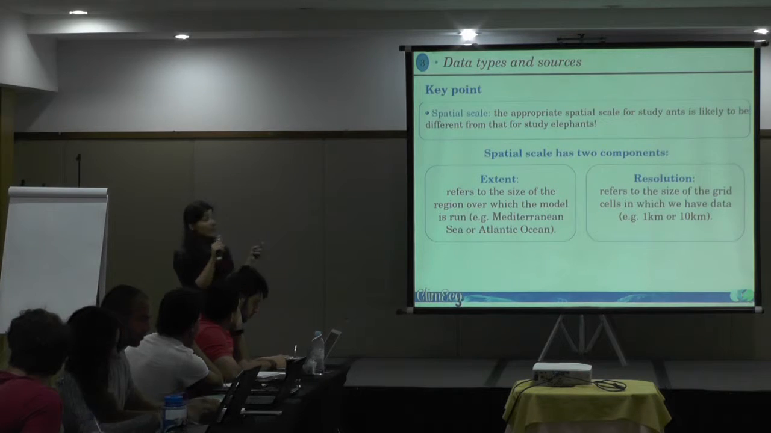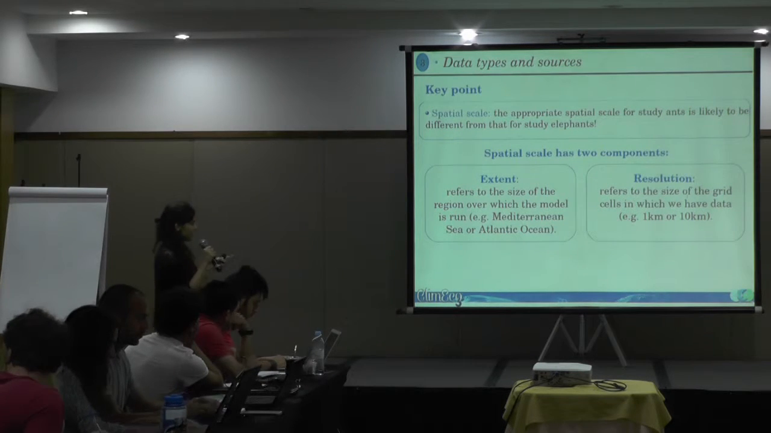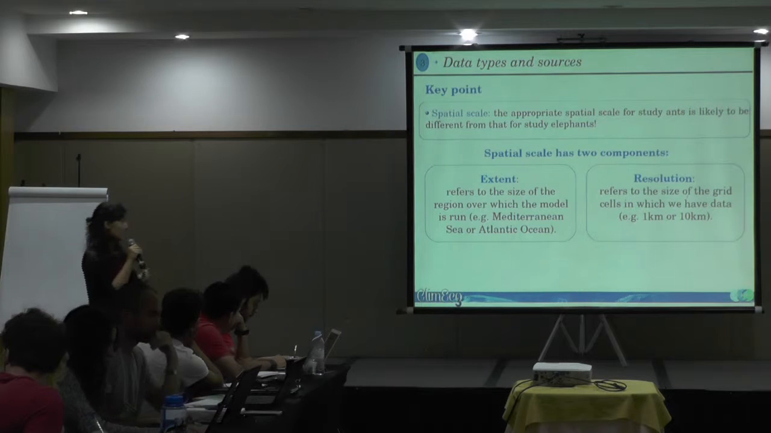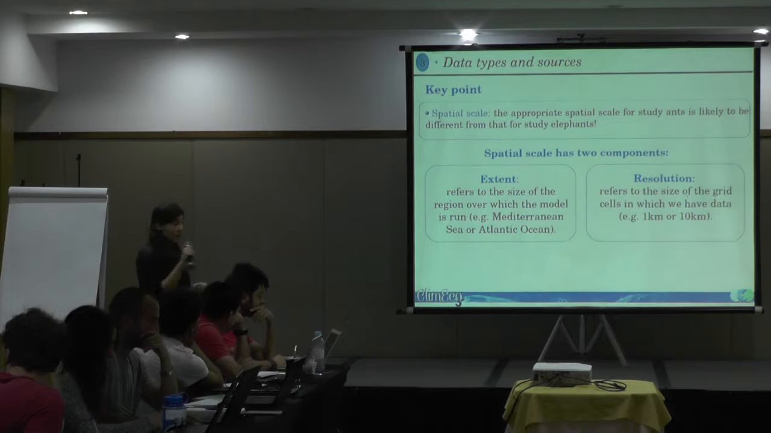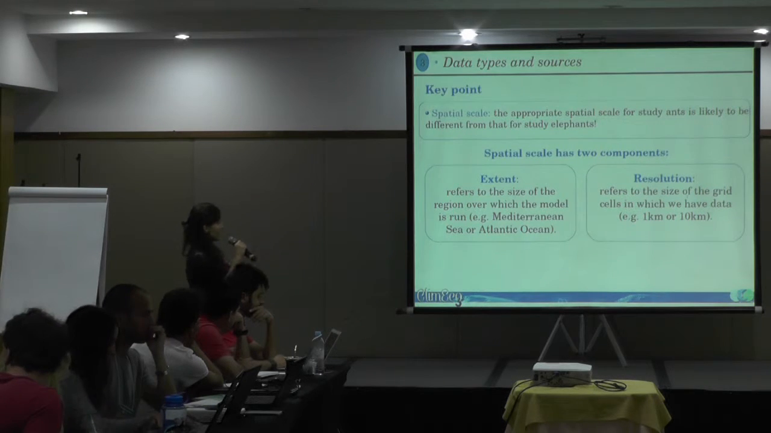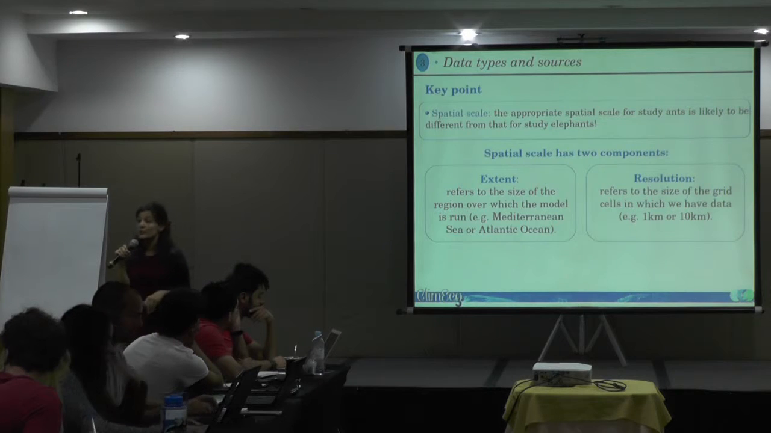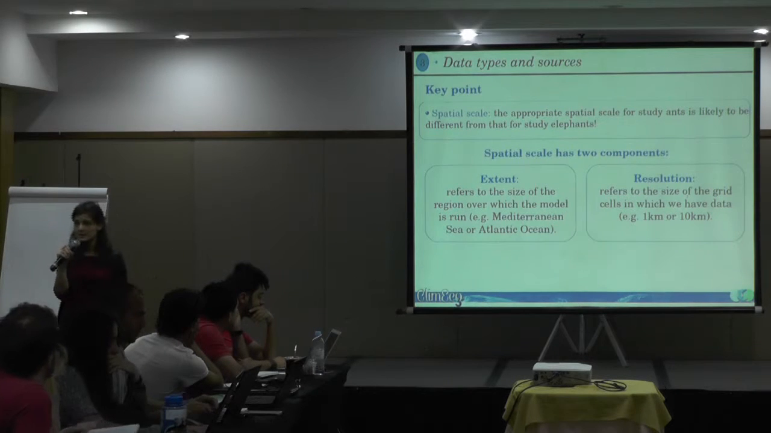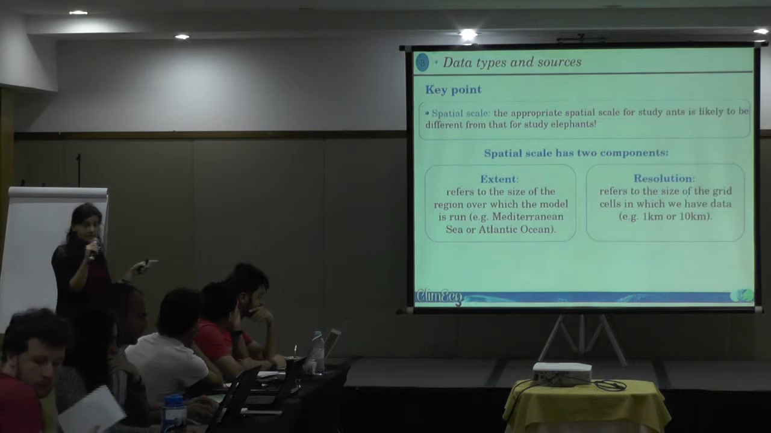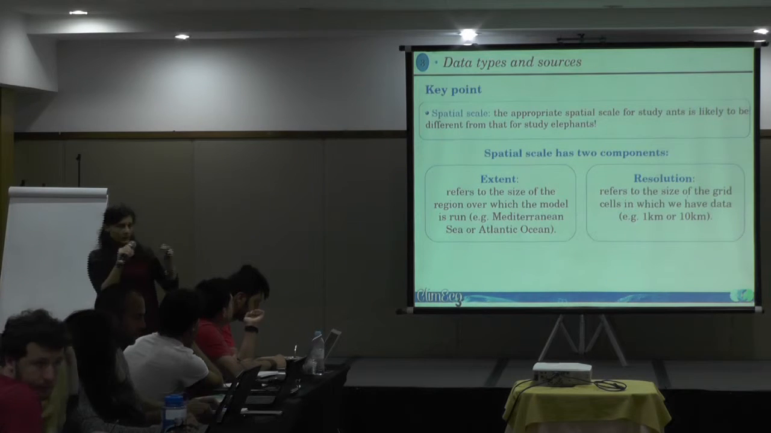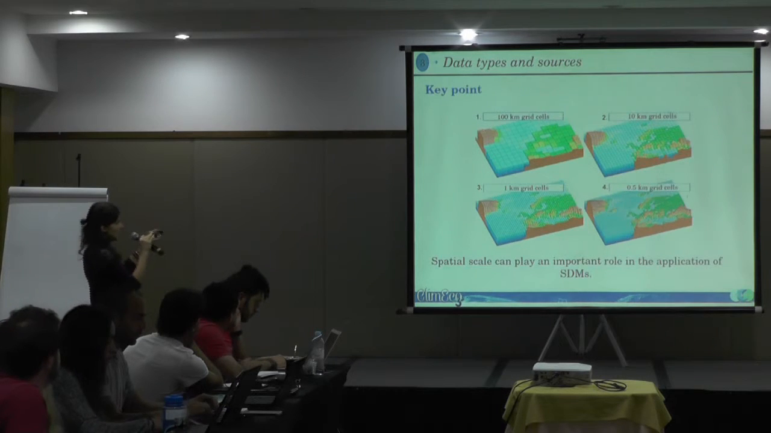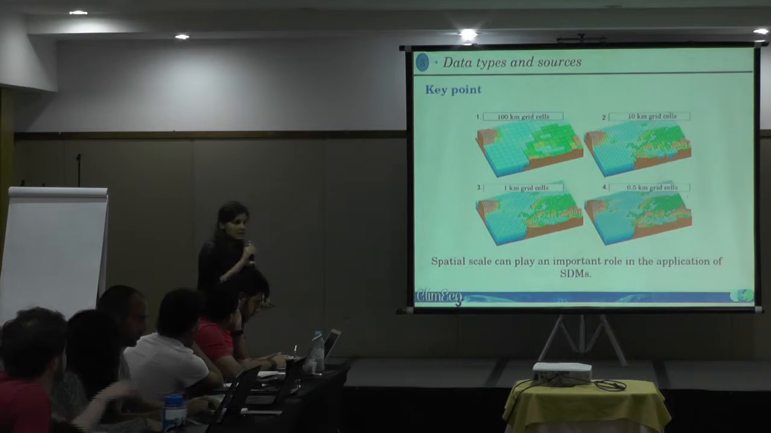And the spatial scale is divided into two different components, the extent and the resolution. The extent refers to the size of the region where you want to predict the species distribution. Let's think, for example, they want to know the distribution of the European hake in the Mediterranean Sea. So this is the Mediterranean Sea, this is the extent. And the resolution refers to the size of the grid cells that you have.